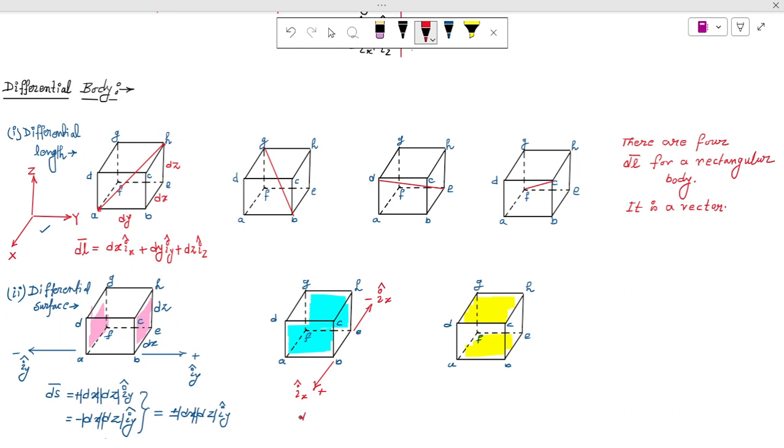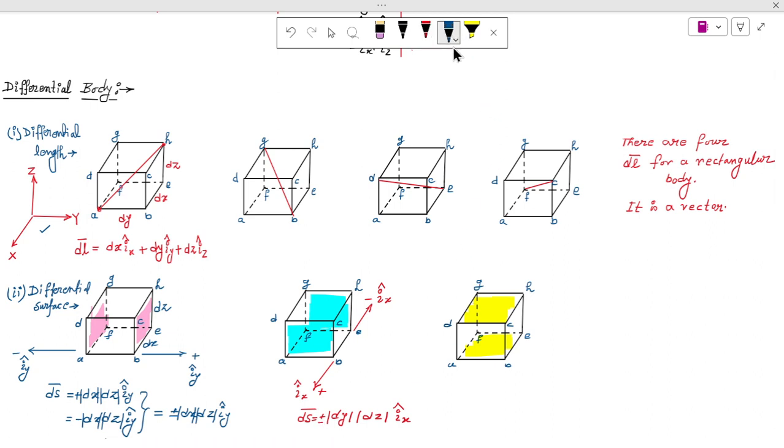And here the expression, without wasting time, you must write. It is along the x, so you have to multiply by mod dy, mod dz, and you have to mention the unit vector. Before that you must mention the sign. Sign will be what? Plus minus.